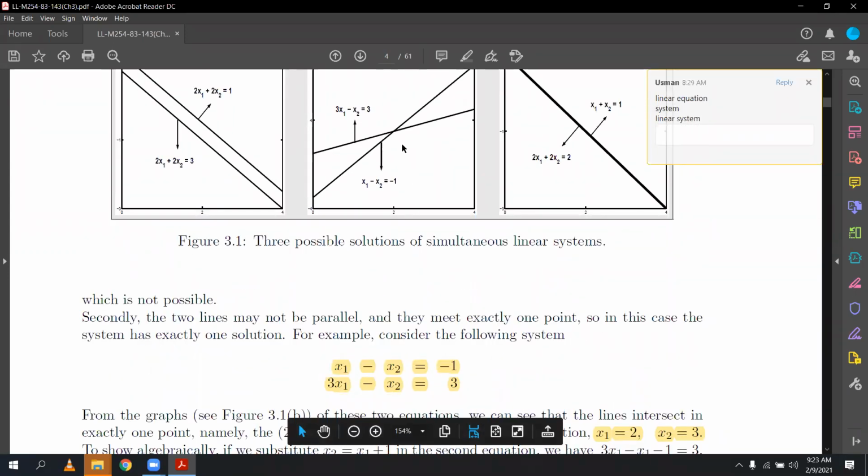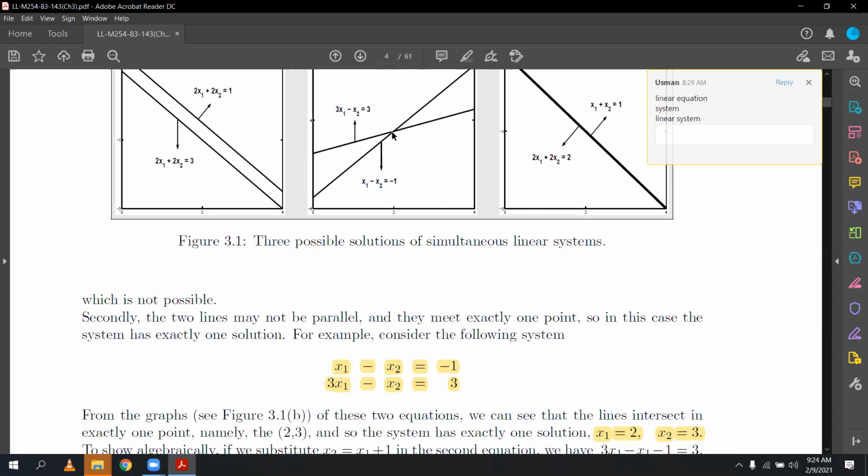And the third case, I choose this one here. When you sketch the graph, the intersection is only one point, which is this one. It means your system has a unique solution. So a simultaneous system does not guarantee you always have a unique solution. A simultaneous system may give you no solution, may give you infinitely many solutions, or may give you the unique solution.